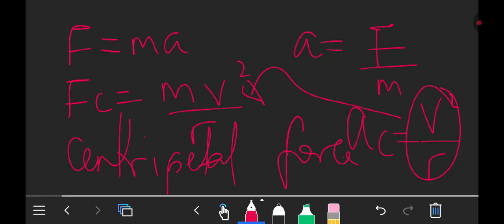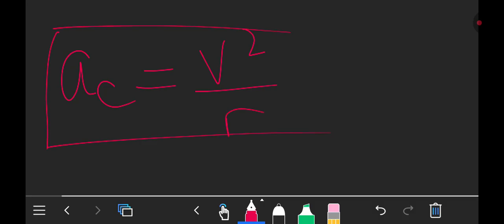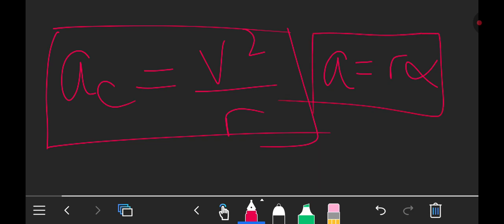So centripetal acceleration is equal to v squared over r. This is very important for us to understand, because we shall use this equation to solve questions on this topic. And we said the equation which relates linear acceleration and angular acceleration is linear acceleration equal to radius multiplied by angular acceleration. So these two equations are very important.